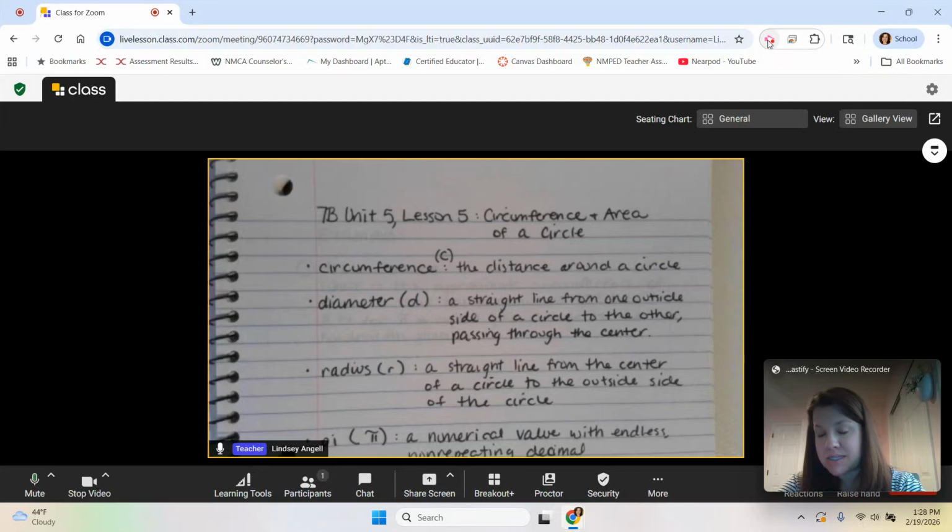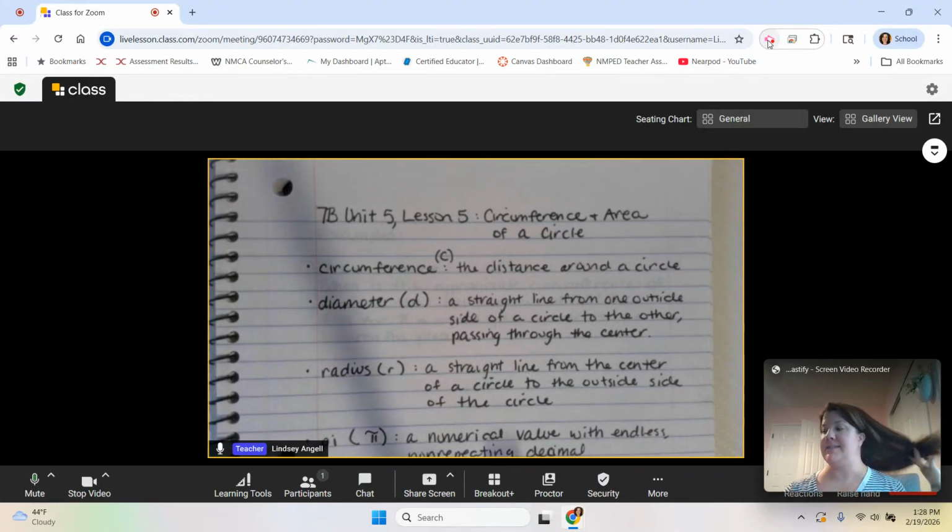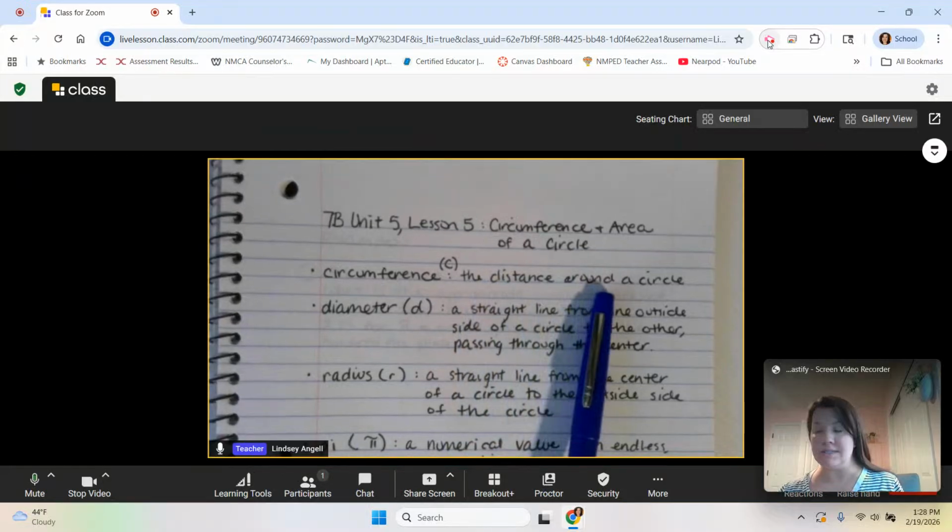So we've talked about area of other shapes before, and maybe this is a review, okay, but circles are a little different because they just have that one continuous line around them, right, which we call the circumference, and that's this here, right, circumference, which is the distance around a circle.